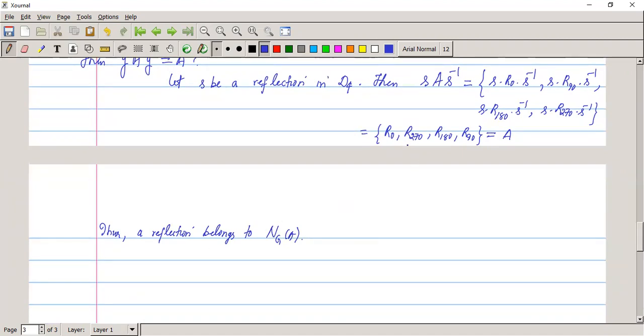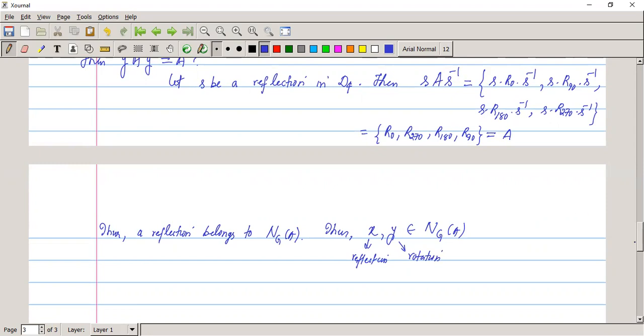Now, from these computations we have seen that this S, which is a reflection, belongs to the normalizer of A, and this A already contains the rotations. Therefore, this normalizer of A contains at least one reflection and in fact all the rotations. So X and Y both belong to the normalizer of A. Here, by writing this we mean that X is a reflection, that is, a reflection belongs to the normalizer of A, and in fact the rotation also belongs to it.